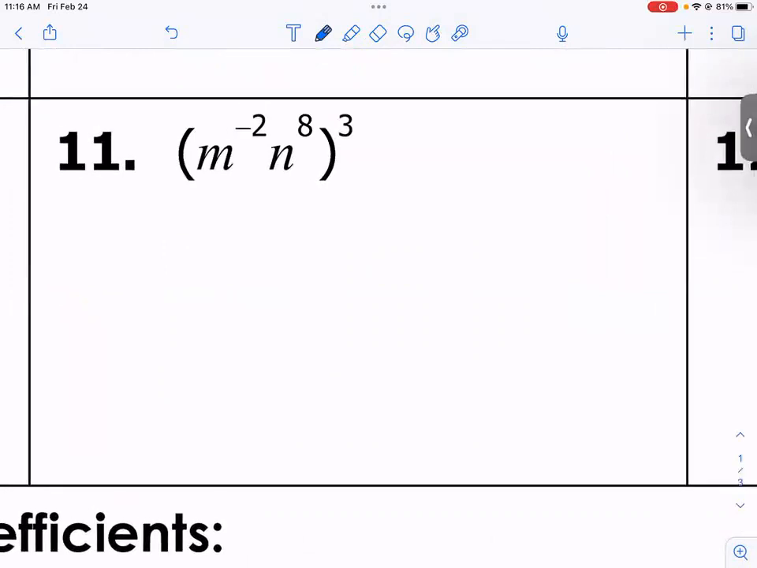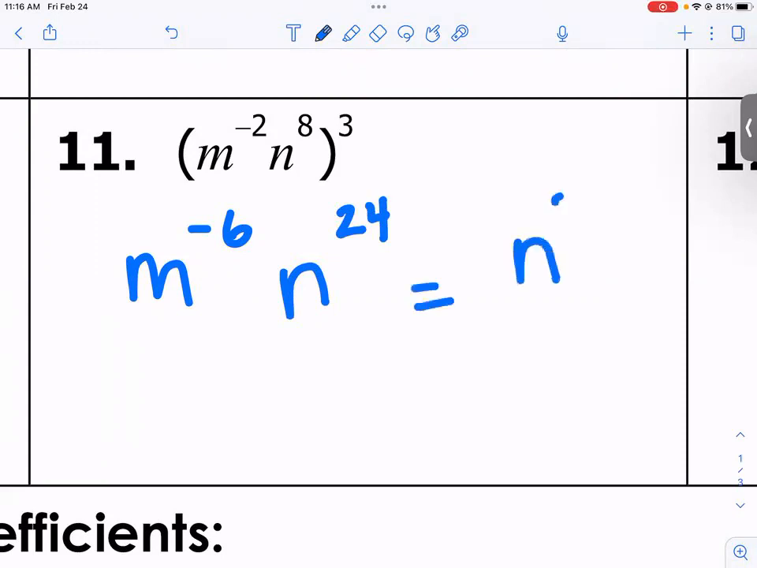So number 11, same thing. Since we have a power to a power, we will take -2 times 3 for the exponent of m. We will take 8 times 3 for the exponent of n. Now, what is -2 times 3? -6. And 8 times 3 is 24. So I would expect you then to write this as n to the 24th, but then m to the 6th needs to move to the denominator.